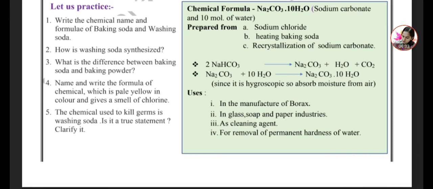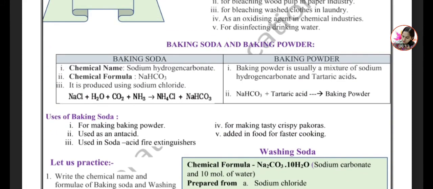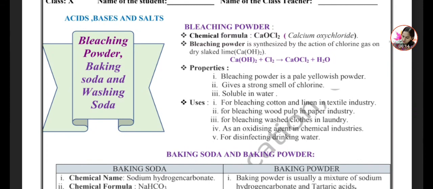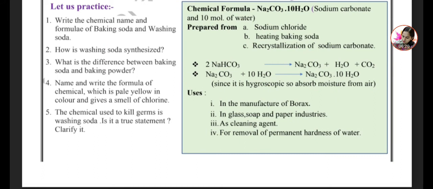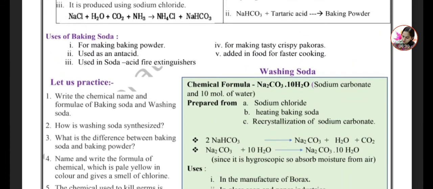Fifth question: is the chemical used to kill germs washing soda? No. Why? Because to kill germs we use bleaching powder as it contains chlorine. So it is a false statement, because bleaching powder is used to kill the germs because it carries chlorine.